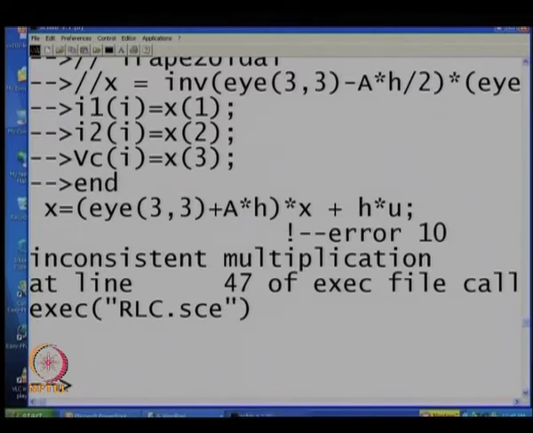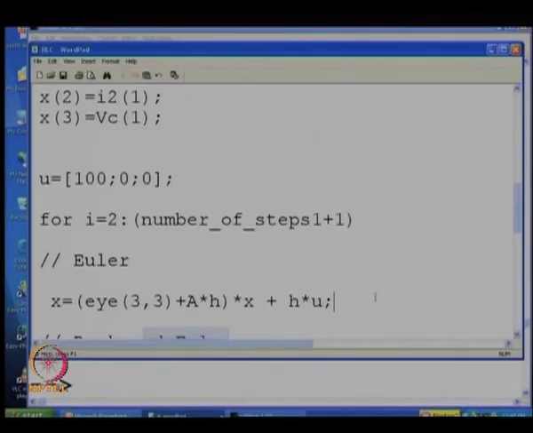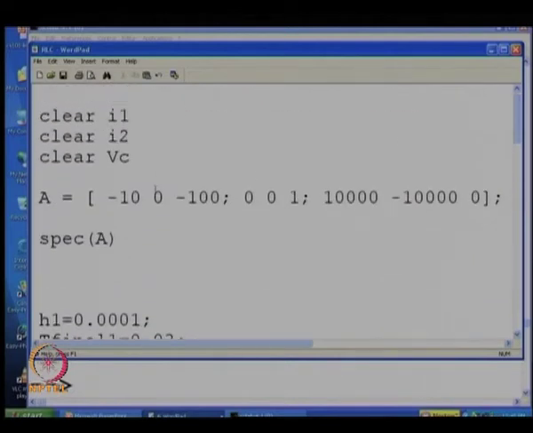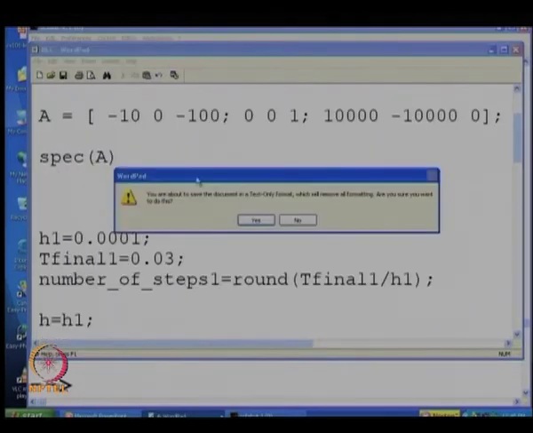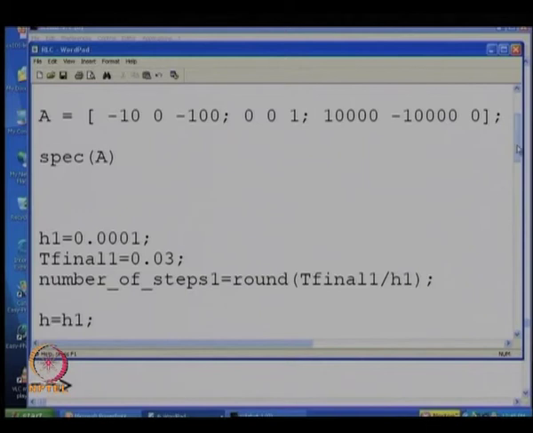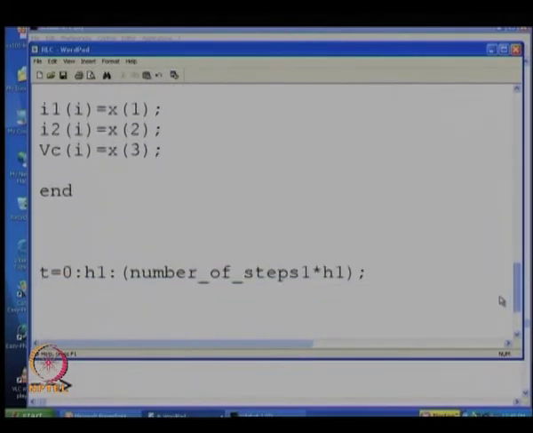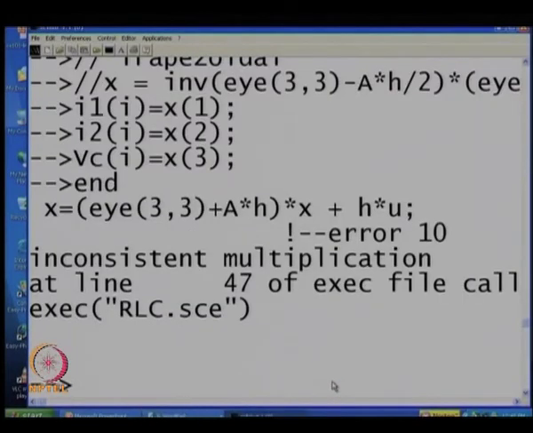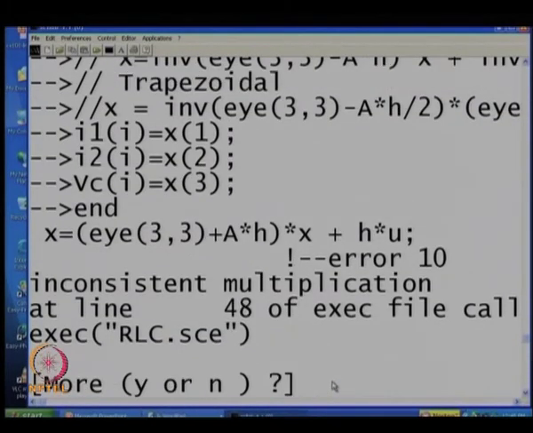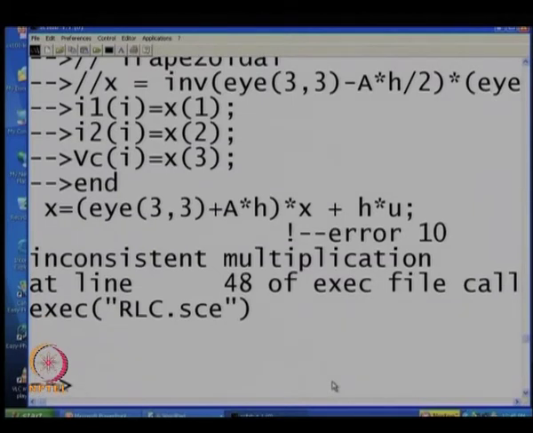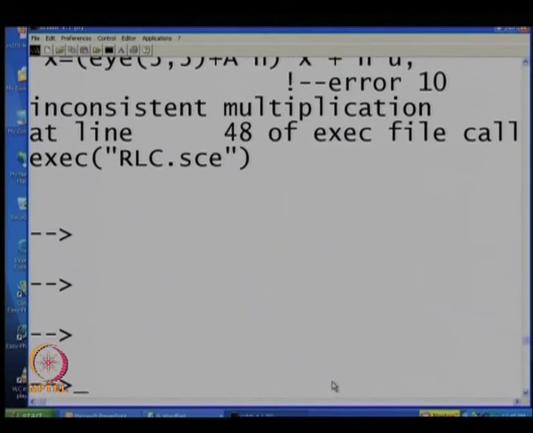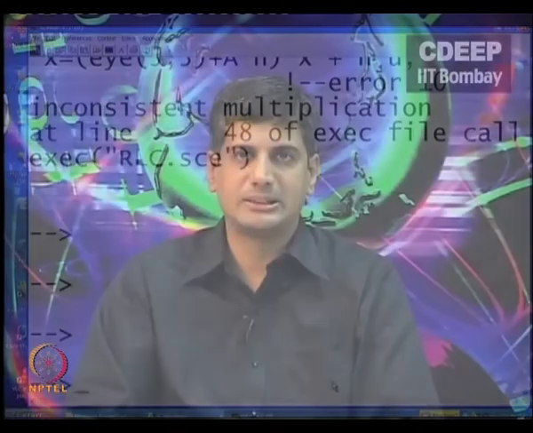oops, there is an error here. So, I will just check what the problem is and redo it. So, the problem probably is, okay, there is some error here. So, what we will do is redo this example in the next lecture. We will debug the error in the program and rerun this example in the next class.